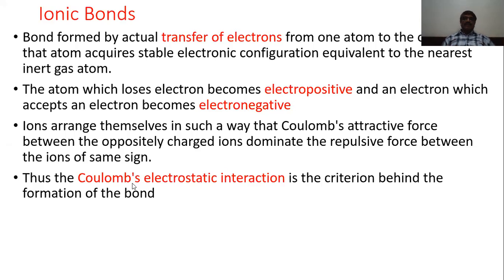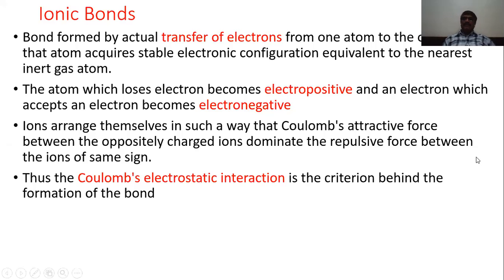Thus the Coulomb's electrostatic interaction, that means the attractive force between the positive and negative ions and the repulsive force between like ions, is the criterion behind the formation of the bond. So the ionic bond originates due to the Coulomb's electrostatic force of attraction between a positive ion and a negative ion, and the ions are formed due to transfer of electron. And why did the transfer of electron take place? Because due to transfer of electrons, the atoms complete their octets and become stable, equivalent to the inert gas atom.